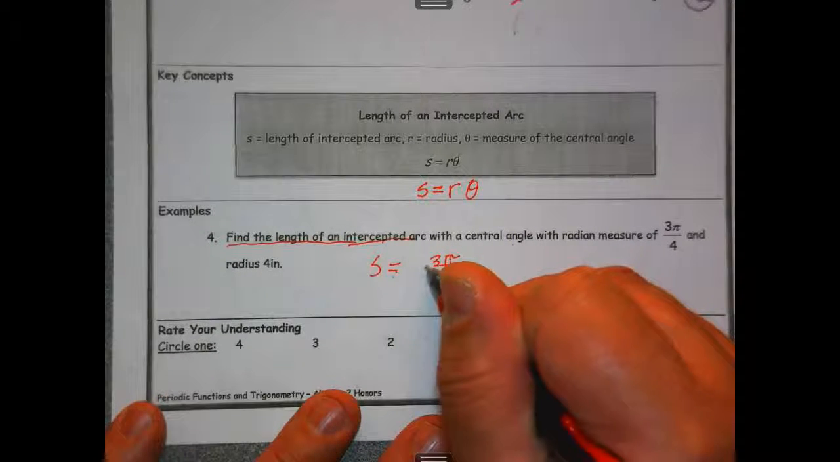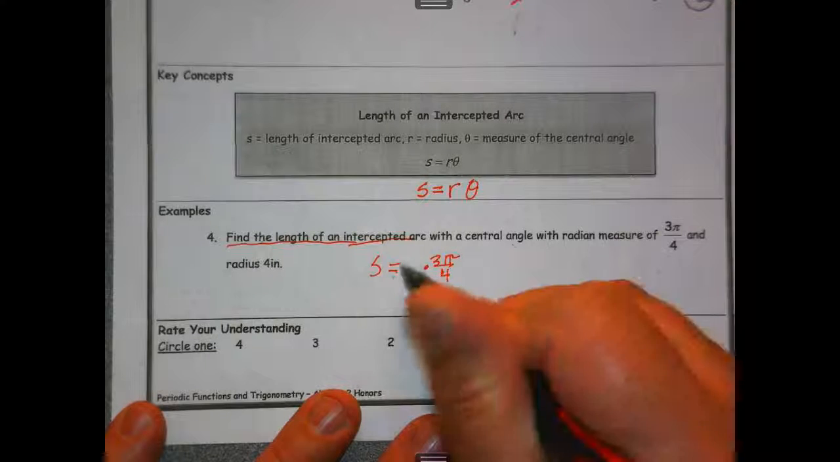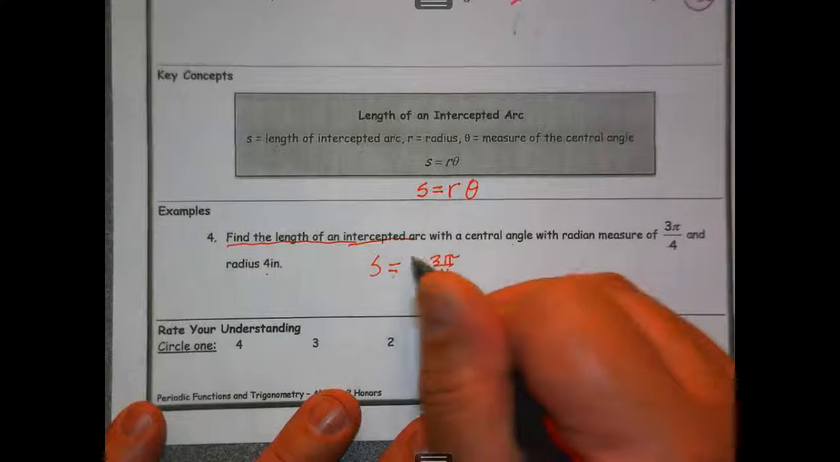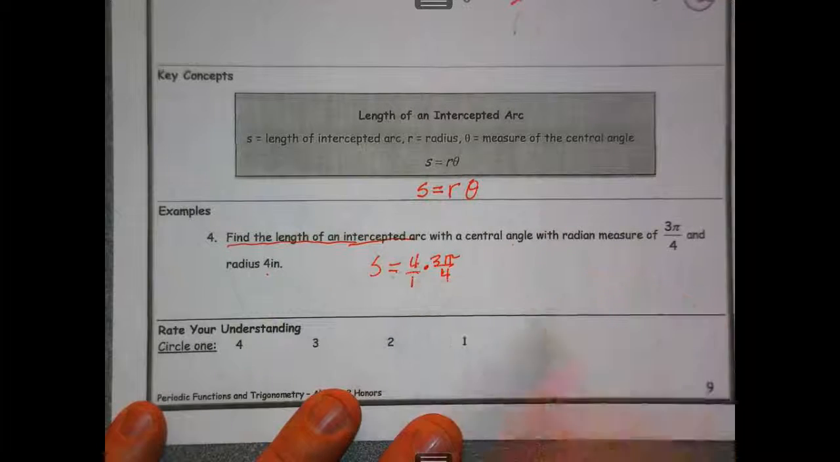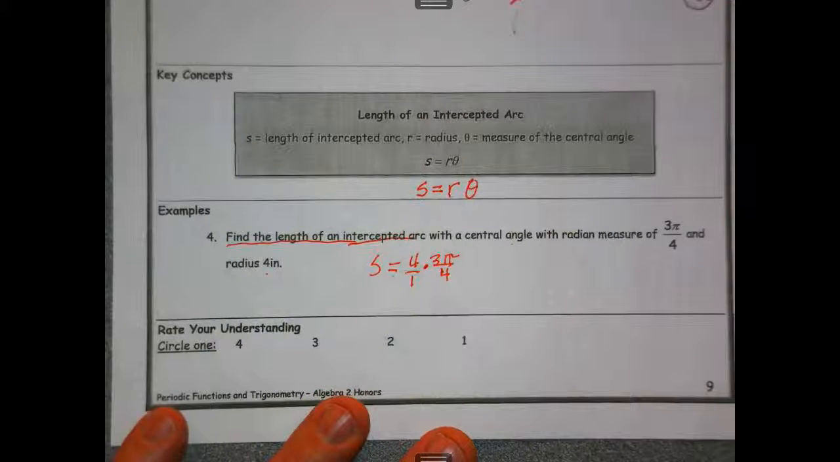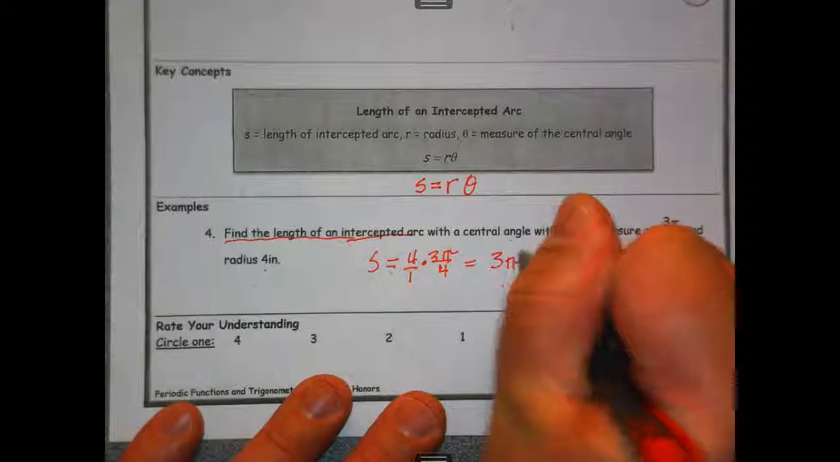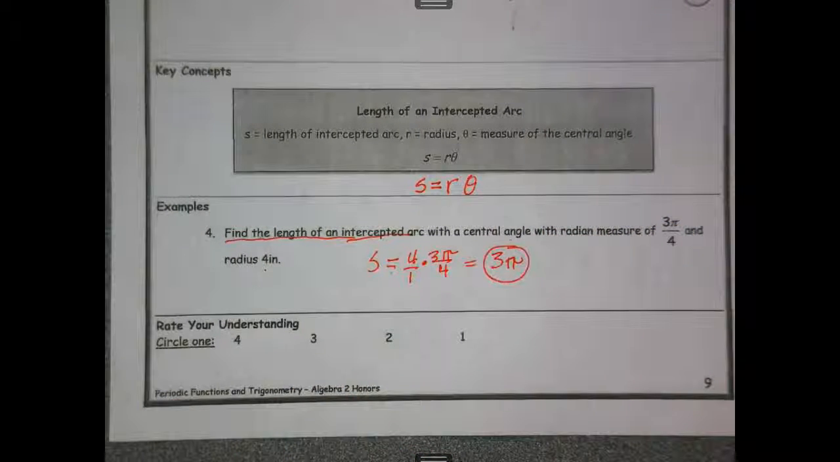And what's our radius? 4. It says 4 here. So that's 4 over 1. What's the length of my intercepted arc? Yeah, cancel the 4. So what am I left with? 3 pi over 1 or 3 pi. See how easy that is?